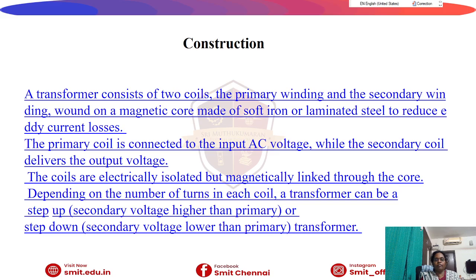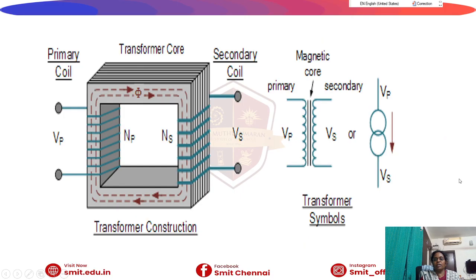Depending on the number of turns in the coil, a transformer can be step up, that is, secondary voltage higher than the primary winding, or step down, secondary voltage lower than primary. So by this we have step up and step down transformers.